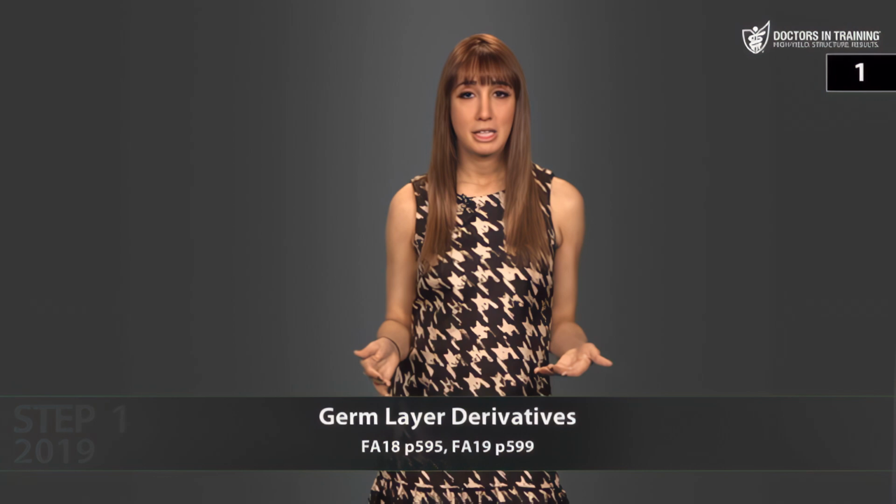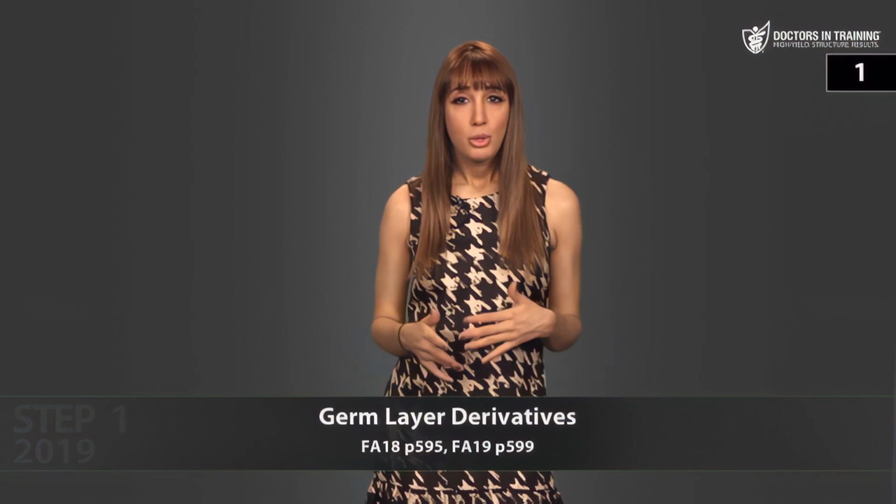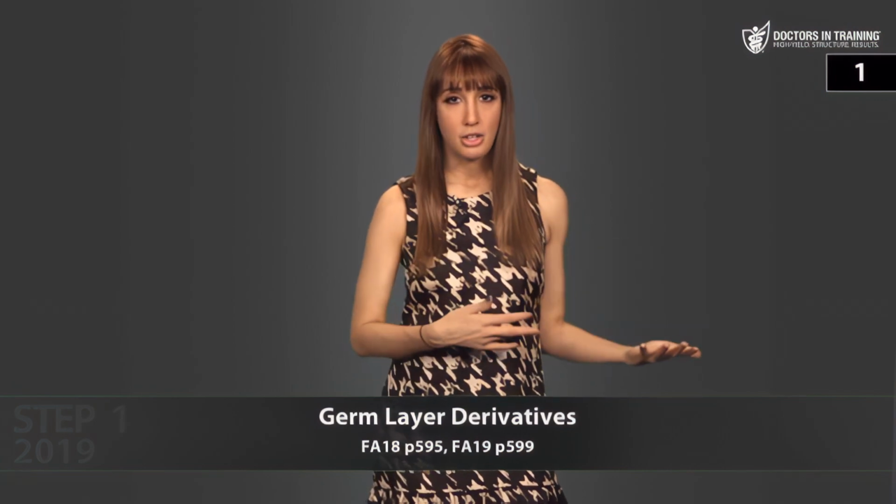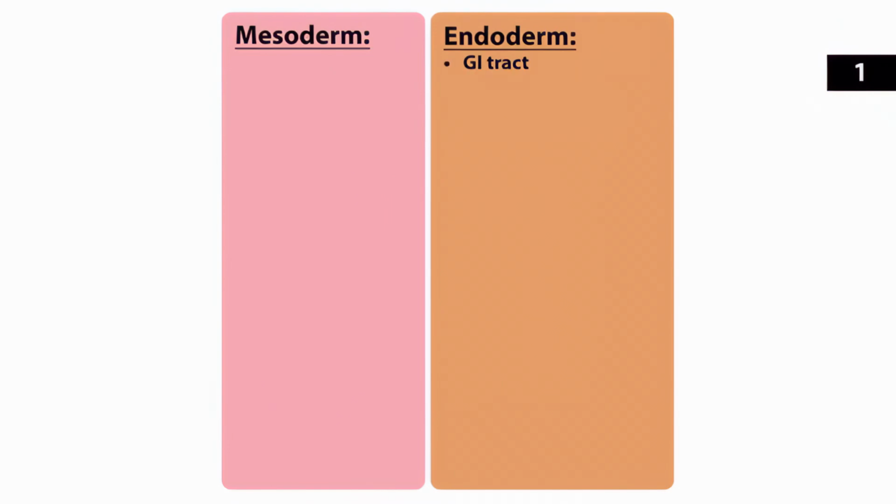The endoderm is basically your gut tube, so most of these structures come from that gut tube. So there's the GI tract itself, from the esophagus all the way to the pectinate line in the anus.